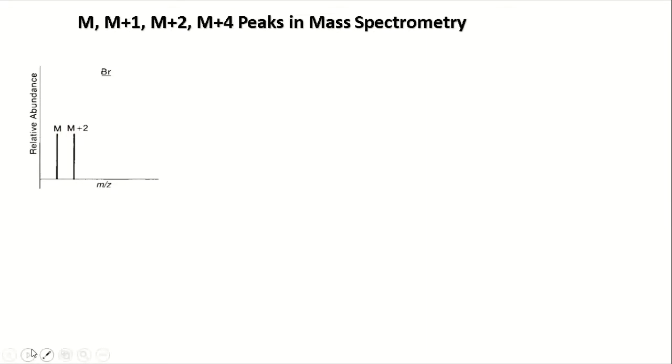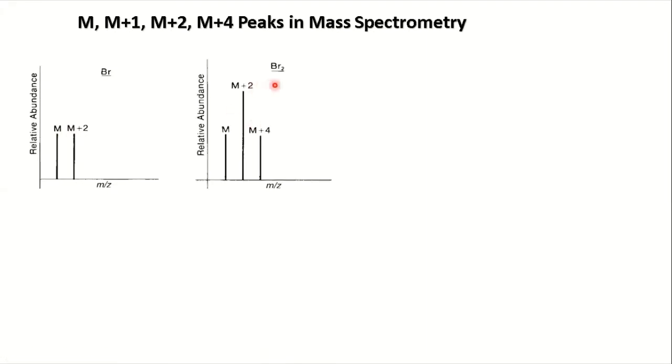Now this is the simplest one. When you go for Br2, suppose you have bromine and you bombard it with an electron beam, and it has generated Br2 dot plus. So this Br2 dot plus.